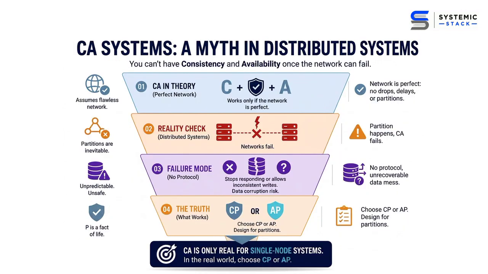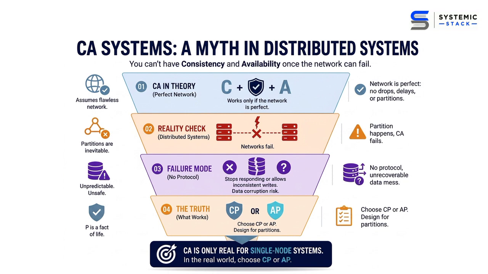We often hear about CA systems where you supposedly have both consistency and availability. In theory, this works perfectly as long as the network is flawless. But in any distributed environment, the network is never flawless. This is why a CA system is essentially a myth for anything spanning multiple nodes. If you claim a system is CA in an interview, you're basically assuming messages are never dropped or delayed, which is a massive red flag.